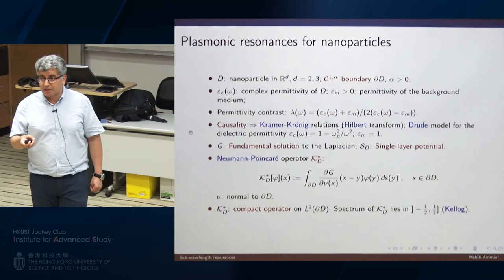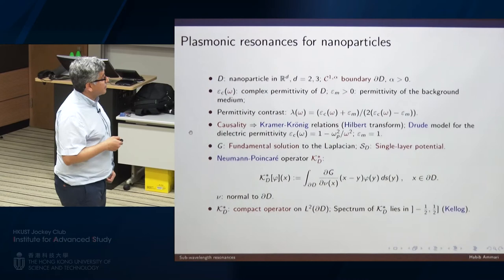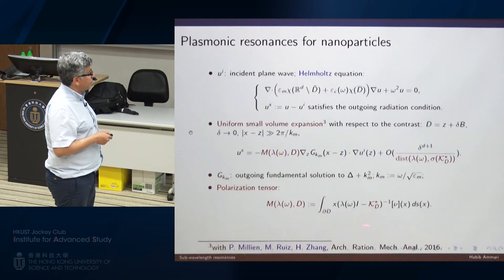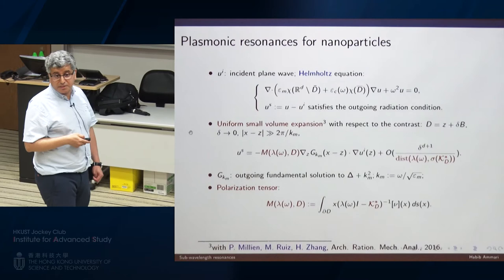Okay, so this gold has a real part of the permittivity. At some frequencies, its real part is negative. Then this lambda omega can be close to one of the eigenvalues of KD star. And if it's close, then there is blow up of the polarization tensor. And if there is blow up of the polarization tensor, there is enhancement of the scattering.